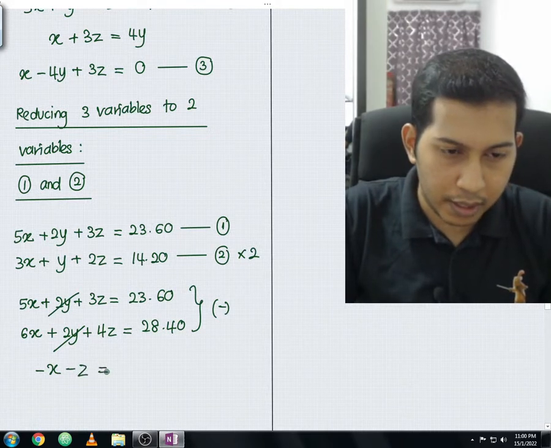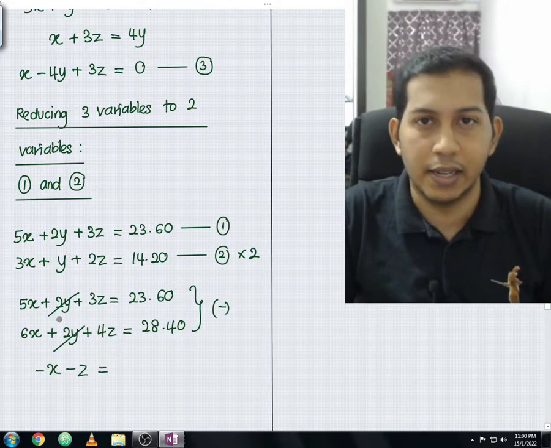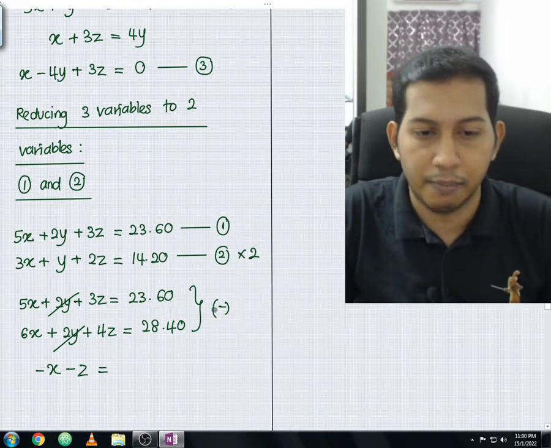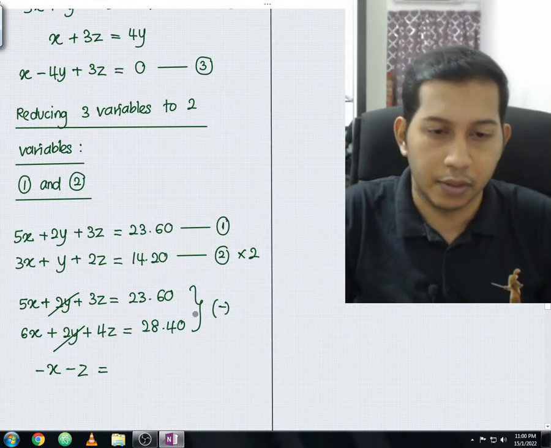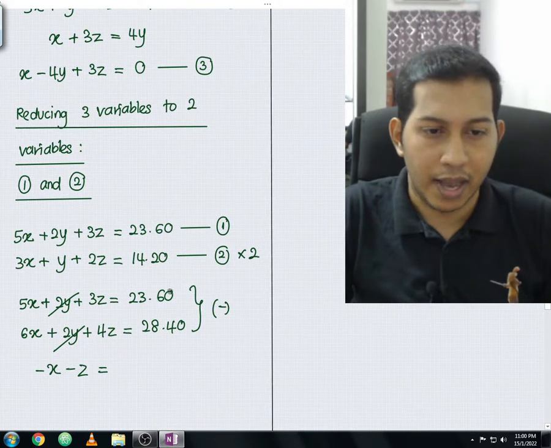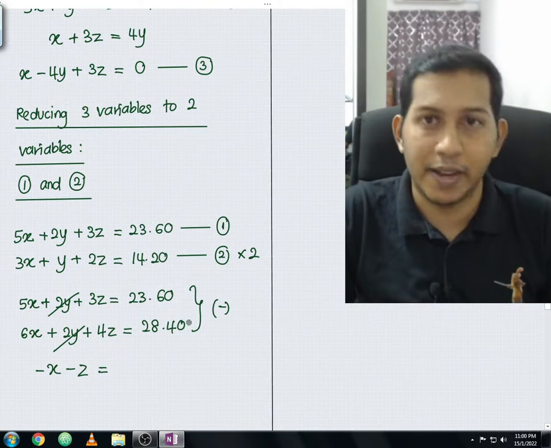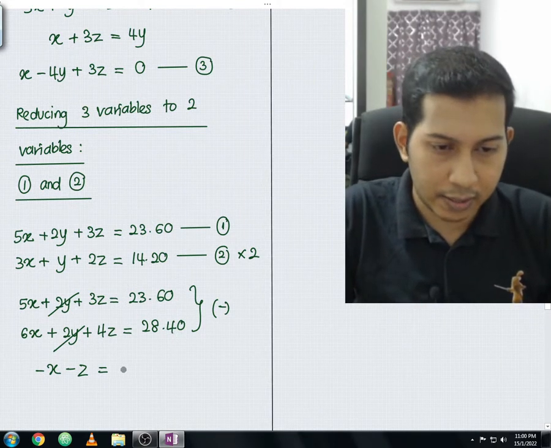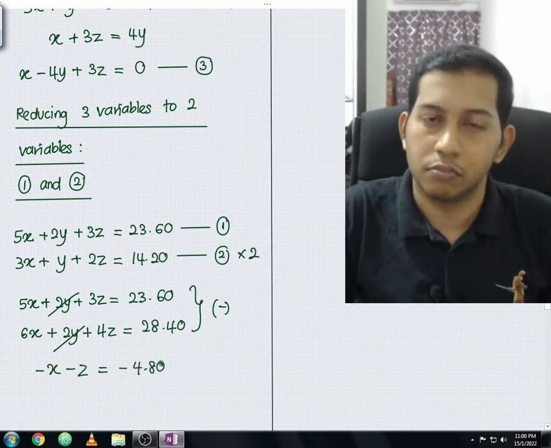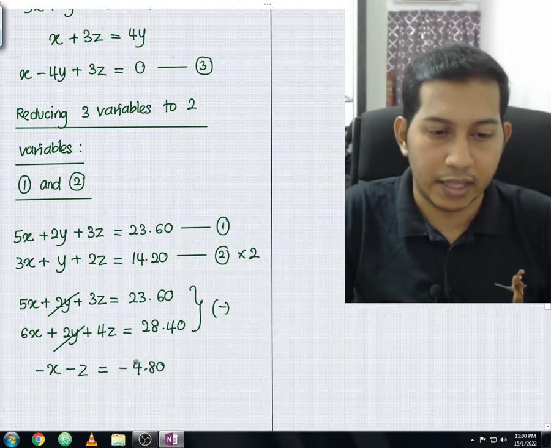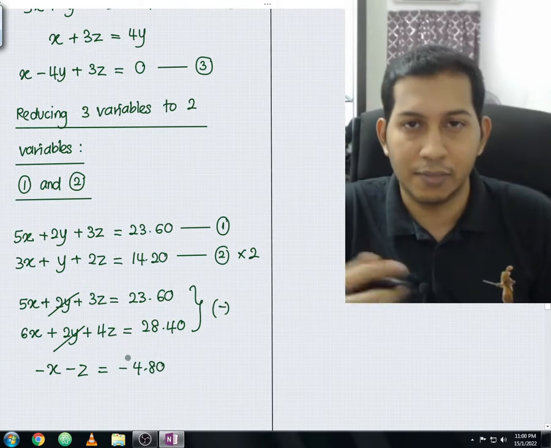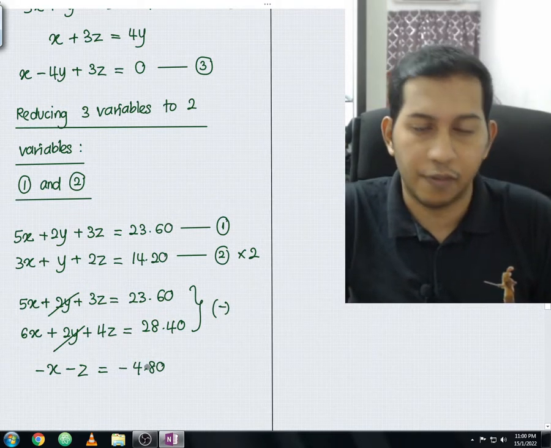Okay, we're done with the left hand side. Let us move on to the right hand side: 23 ringgit 60 cent minus 28 ringgit 40 cent. You can just say it in terms of decimal also, but I'm just saying it in terms of the currency. So you subtract them, and you get negative 4 ringgit 80, or you can say negative 4.8, because you cannot have a negative currency, right? So you just tell it in terms of numerical form. So it will be negative 4.8.